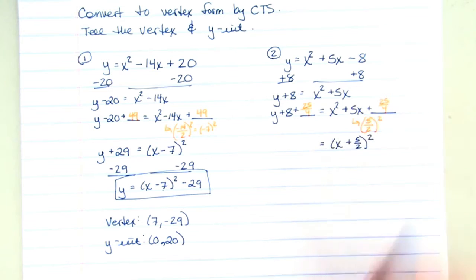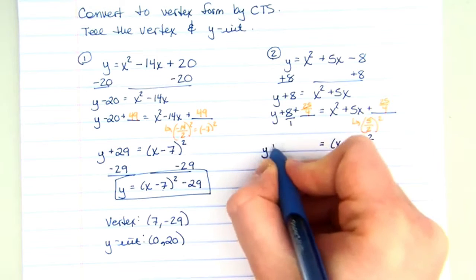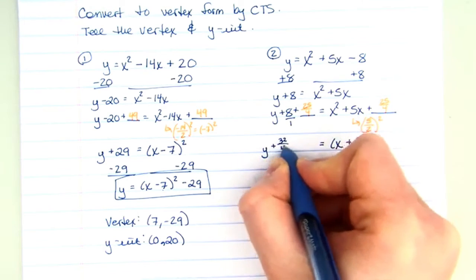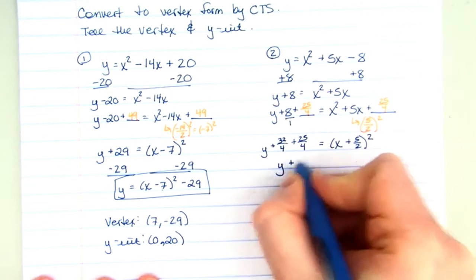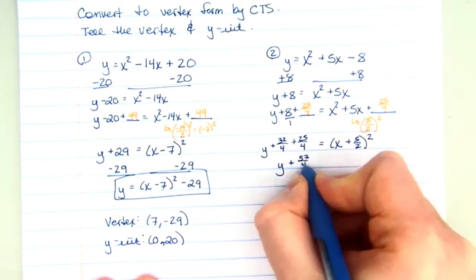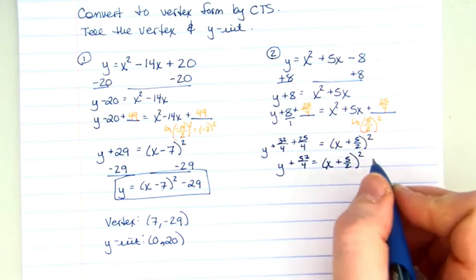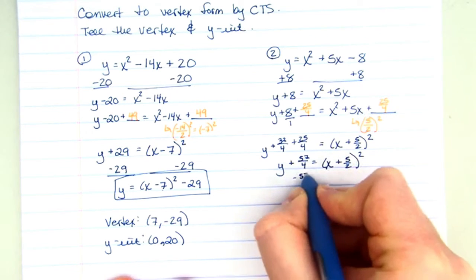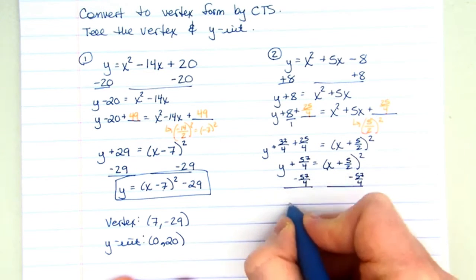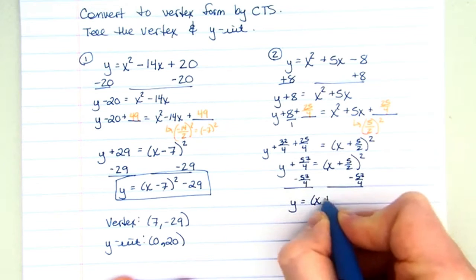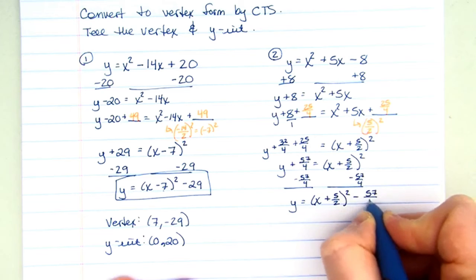in parentheses squared. On the left side, I need to get a common denominator. I'm thinking y plus, how about 32/4 and 25/4. This is y plus 57/4 equals x plus 5/2 in parentheses squared. Subtract 57/4 from both sides. Y equals x plus 5/2 squared minus 57/4.